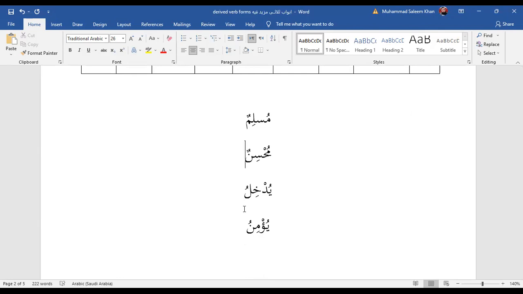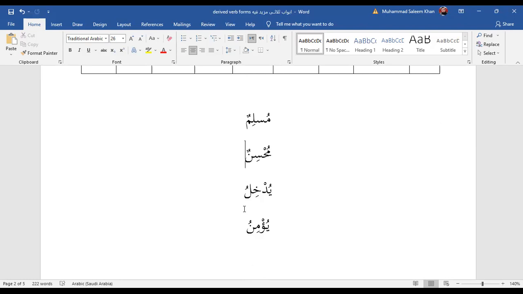To do something excellently. Exemplary, that's right, yes. So to do something in an excellent way, in an exemplary manner. So ahsana, yuhsinu, ihsanan, and the one who performs that action is called muhsin.